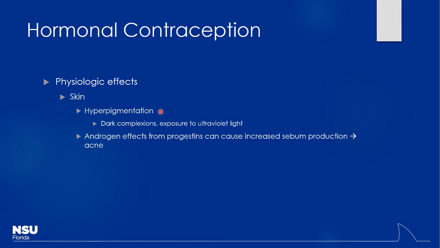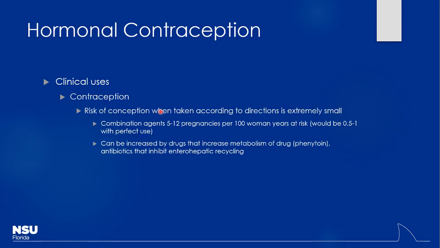So what do we use these for? Obviously, contraception is what I've been alluding to most commonly here. You're going to find that the risk of conception when taken according to the directions is extremely small, but it is still somewhat of a risk, right? And so, talking about these weird epidemiologic numbers here, a combination of agents, so using an estrogen plus a progestin, would see, with perfect use, or I'm sorry, with normal use, so again, nobody's perfect, as it turns out, and some people are not going to take it like they should, you'd see 5 to 12 pregnancies per 100 woman years at risk.